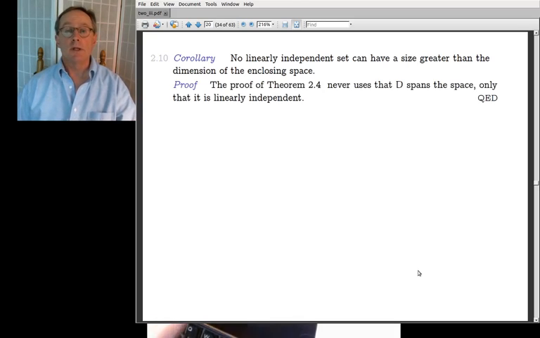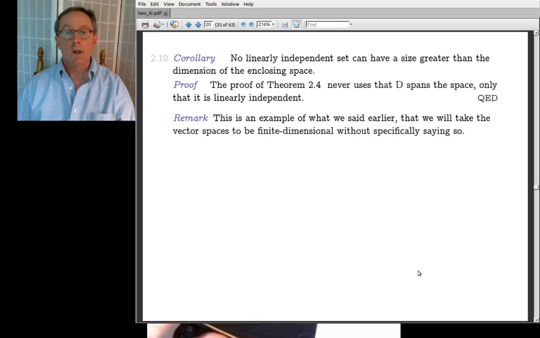And it's simply, you examine the proof, and I never used anything about span, only linear independence. So the result actually proves this statement. Just as a remark in passing here, this statement is an example of what I said earlier, that we're going to take vector spaces to be finite dimensional without ever saying so. It doesn't say enclosing finite dimensional space, it just says enclosing space. I'm never going to mention that again.